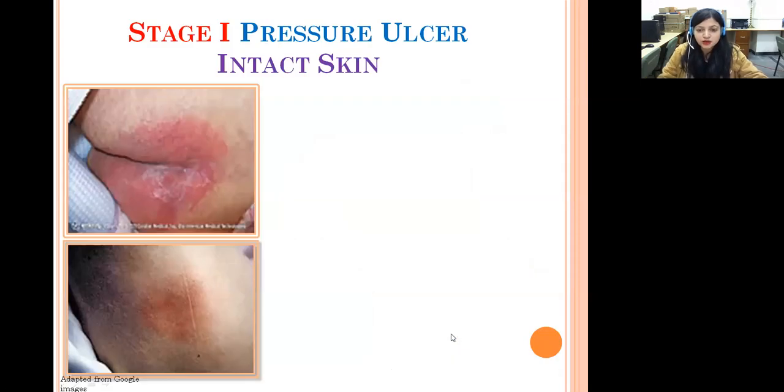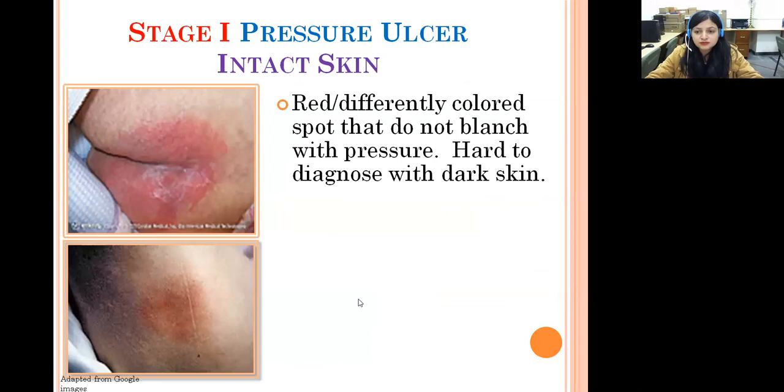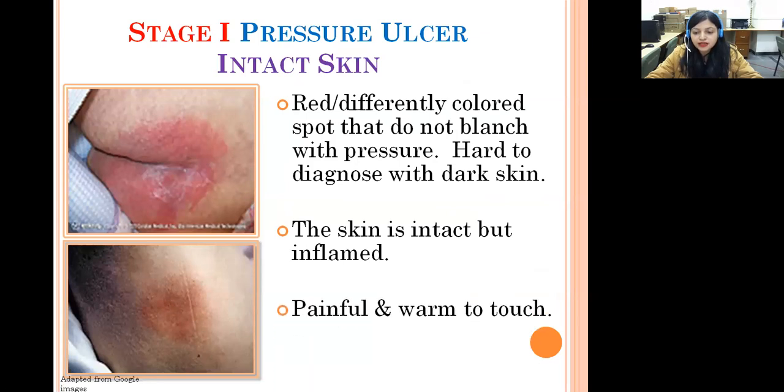In stage 1 pressure ulcer, there is intact skin, where the skin is red and differently colored spots that do not blanch with pressure. It is hard to diagnose with dark skin. The skin is intact but inflamed. It is painful and warm to touch, and it may be spongy or firm in texture.